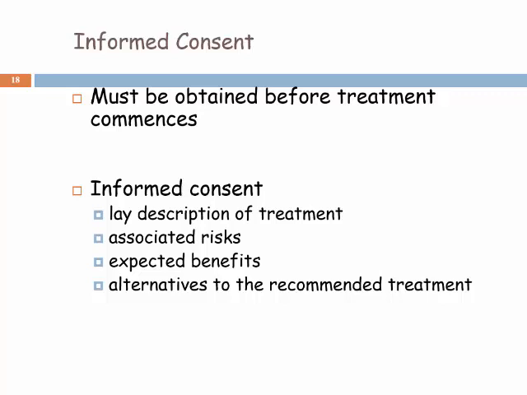Informed consent should include the following components: a lay description of the treatment, meaning describing the treatment to the patient in terminology that they can understand. Also, the associated risks should be described, as well as the expected benefits of the treatment and alternatives to the recommended treatment. These 4 elements are required for true informed consent.